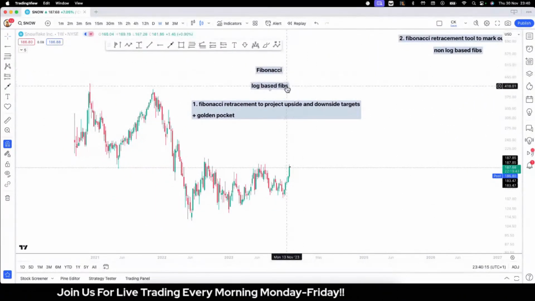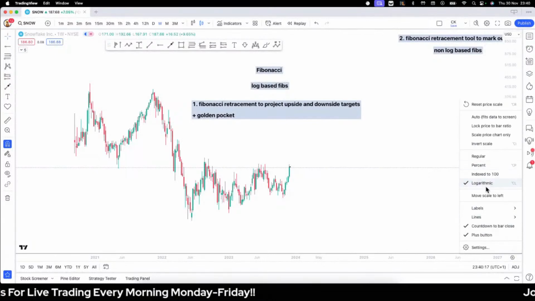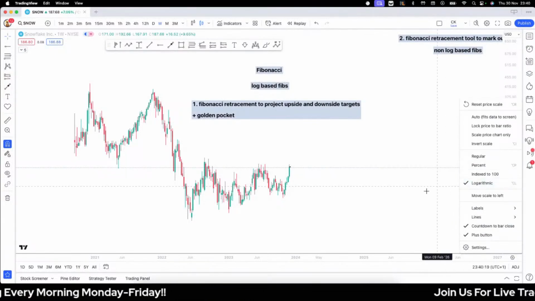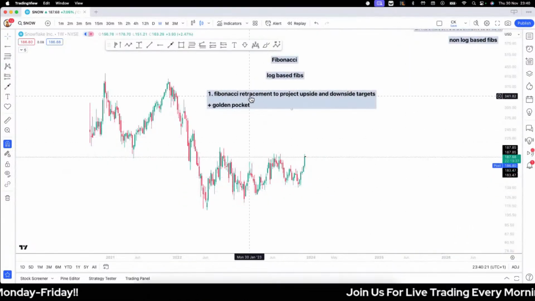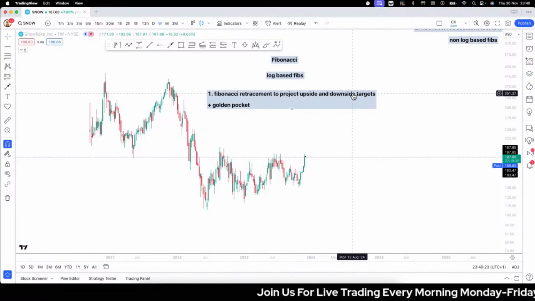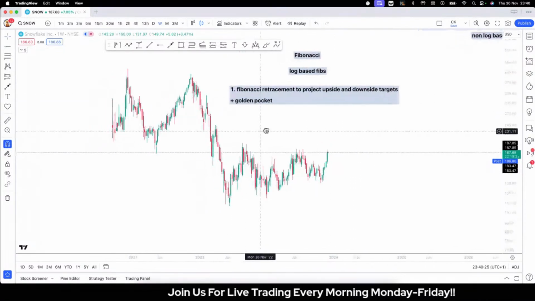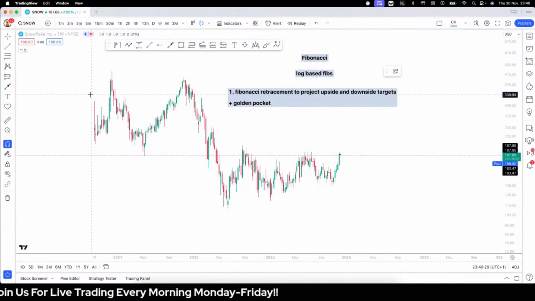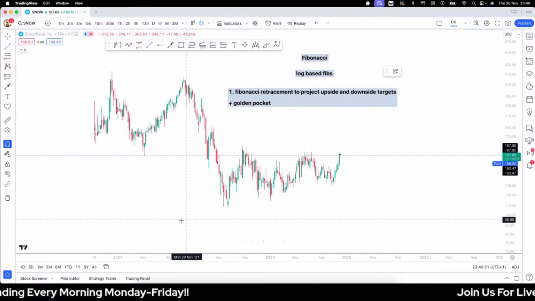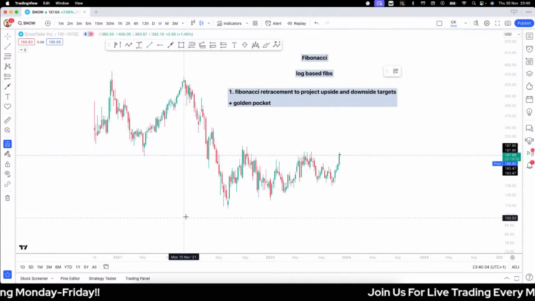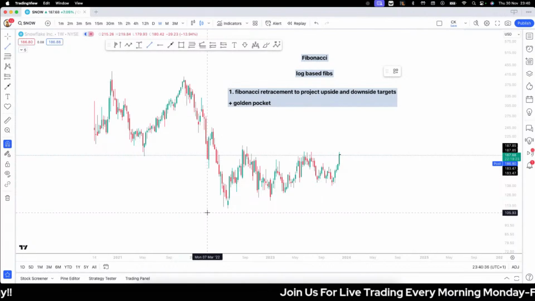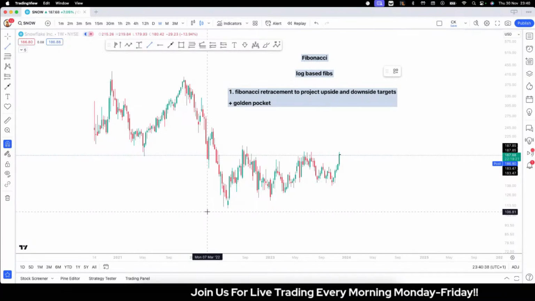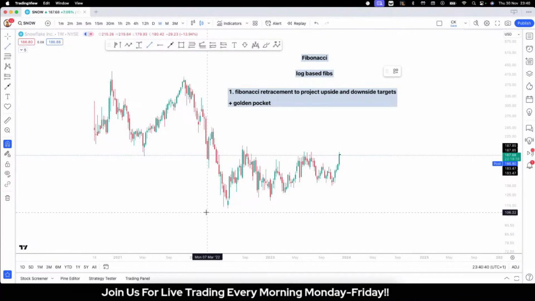So, okay, Fibonacci on log-based Fibs. First things first, you want to be on the logarithmic setting here, right? So Fibonacci retracement to project upside and downside targets, plus the golden pocket. And now we come back to the main question I get about Fibs, which is people asking me, where do I take my Fibs from? Do I take it from the wick? Do I take it from the candle close? From which candle to which candle do I take it?